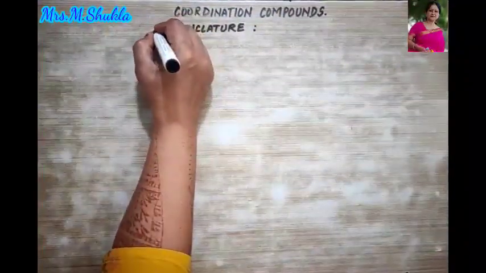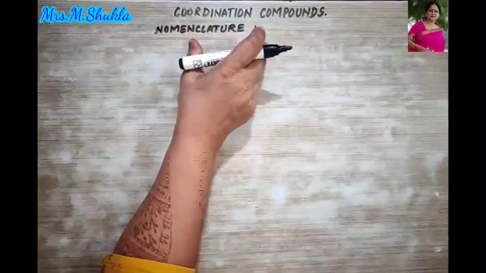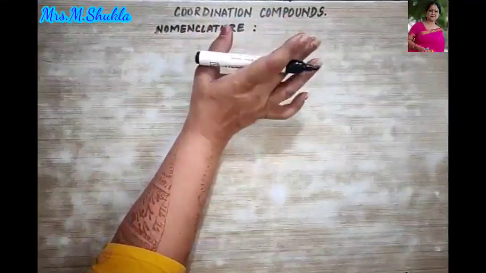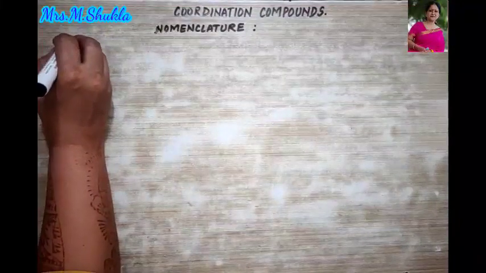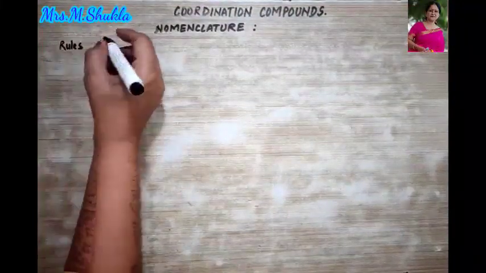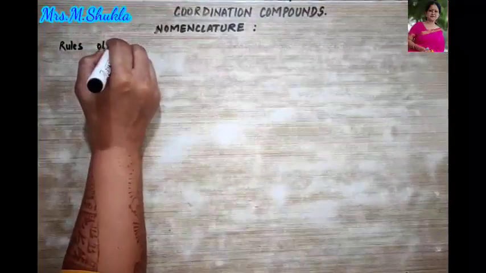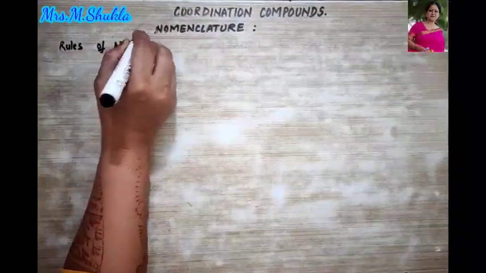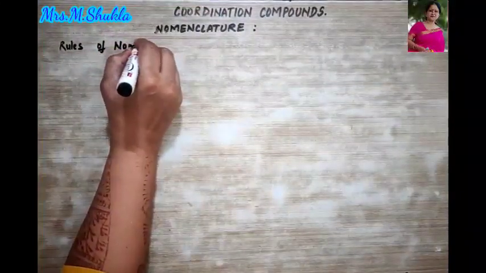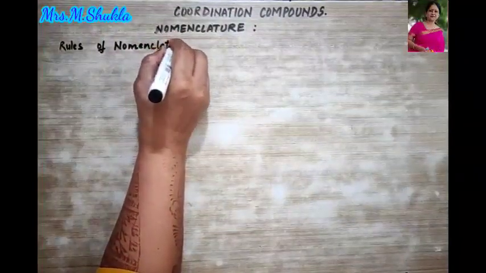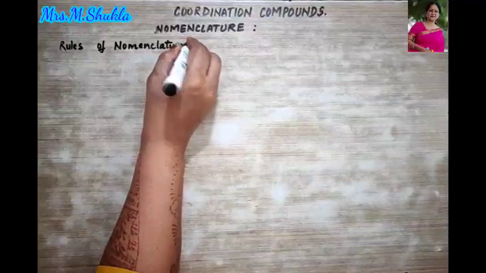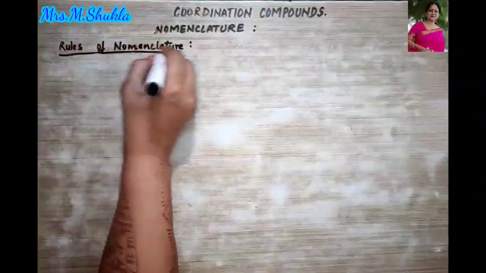So today we are going to do the nomenclature of the coordinate compound. I'm going to write down the rules, and I will explain them with examples. So take out your registers and get started and write down all these rules so that it becomes easy for you to understand.